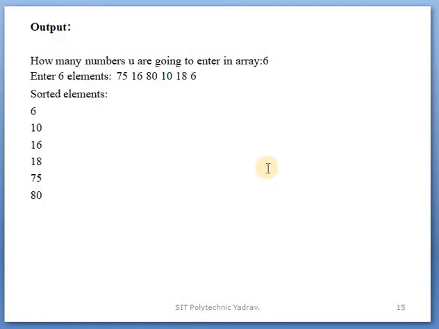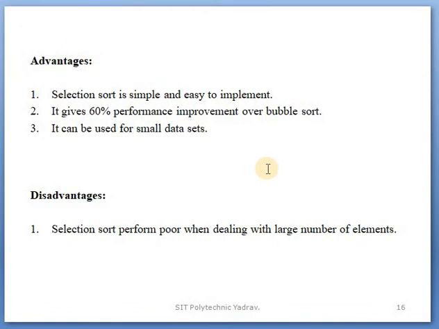Okay. Advantages of selection sort and disadvantages of selection sort. Selection sort is simple and easy to implement. It gives 60% performance improvement over the bubble sort. Selection sort is simple and easy to implement. Why is it simple and easy to implement?